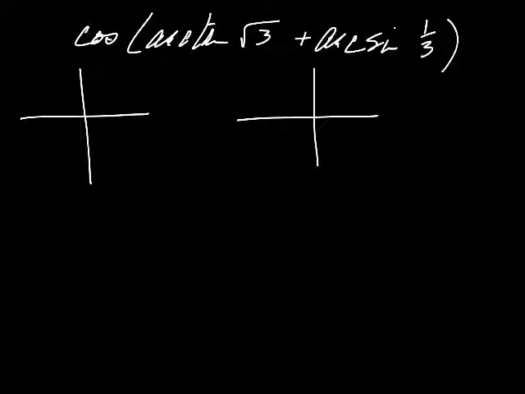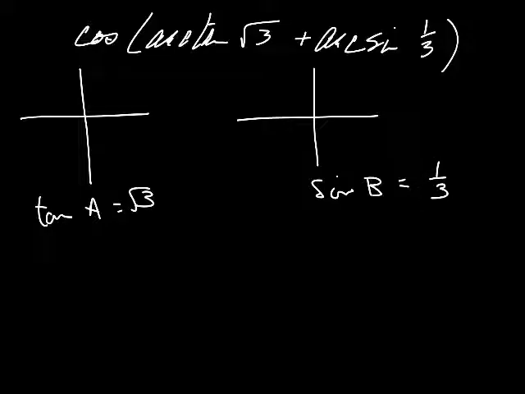So let's see. If the arctan of square root of 3, then we have the tangent of some angle, let's call it A, is the square root of 3. And we have the sine, let's call this one B, is 1/3. Alright, so let's go ahead and draw these.